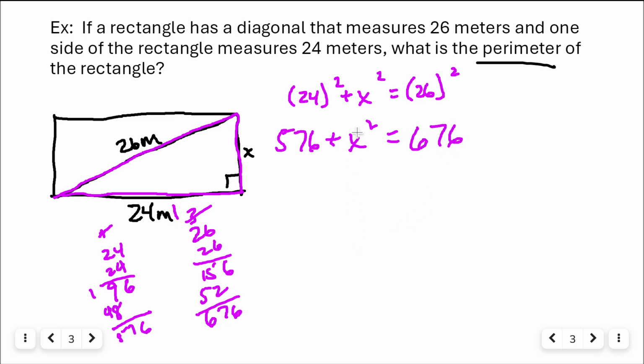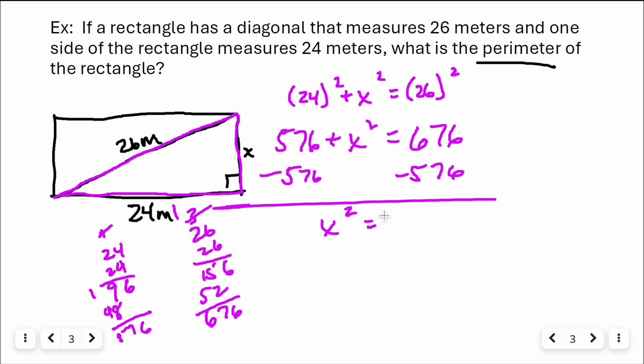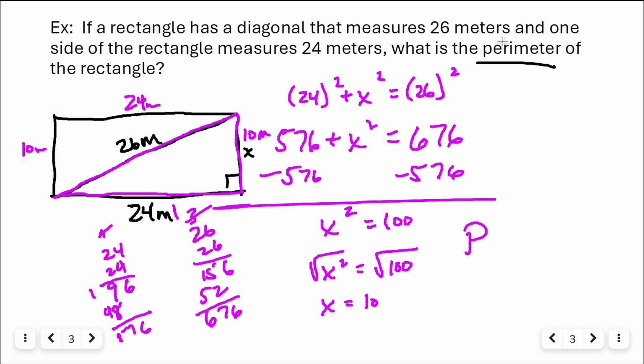So now we're trying to solve for x. We're going to subtract 576 on both sides. We have x squared equals 100. Now, you need to remember how to get rid of this square. You can do that by taking the square root. The square root of x squared is x. The square root of 100 is 10. Hopefully you know that. So that makes this side 10 meters. That makes this side 10 meters. And this side is 24 meters. So now to find the perimeter, I have to answer the question.